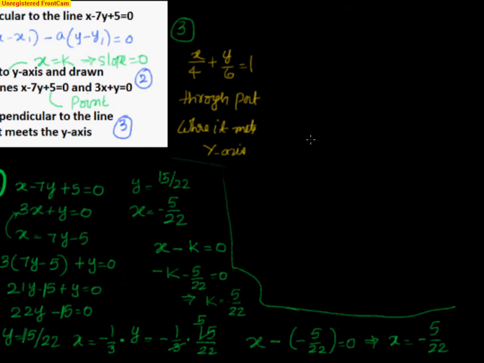Okay, so now I have the information. The line should be perpendicular to this. So first let me write this in the form ax plus by plus c. x by 4 plus y by 6 equal to 1 is equal to 6x plus 4y equal to 24. Right. Now this is the equation of the line. Now I have to find the line perpendicular to this, right?